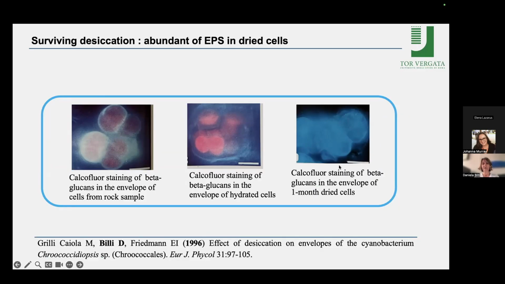And these exopolysaccharides really help the cell to lose water very slowly, in order to put in place all the biochemical strategies to face the water loss, which otherwise would be lethal if the organism doesn't put in place strategies to avoid all the damage that water removal will induce.